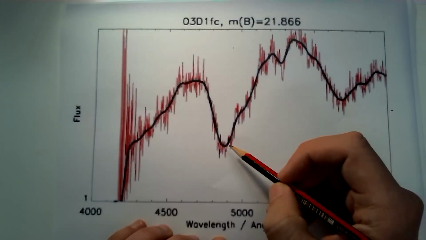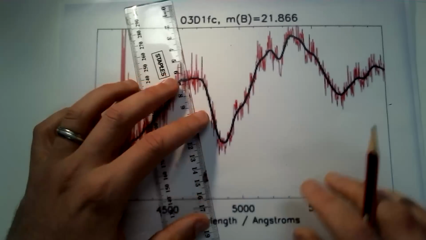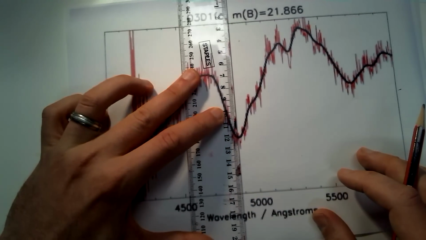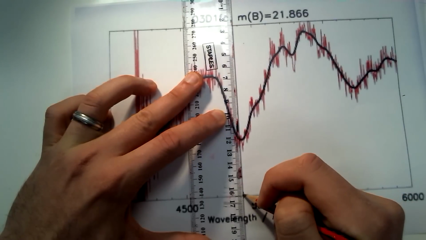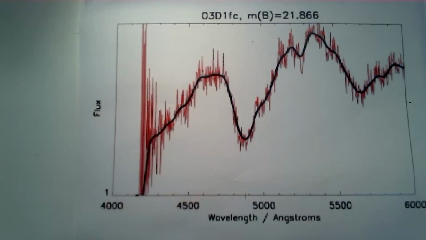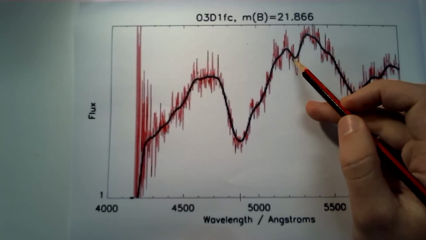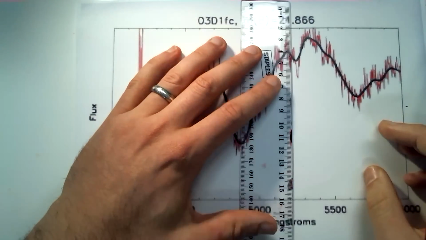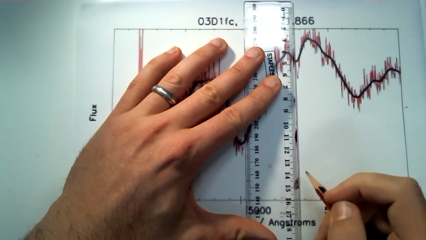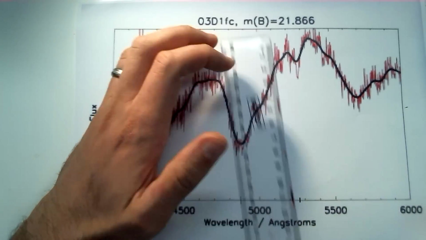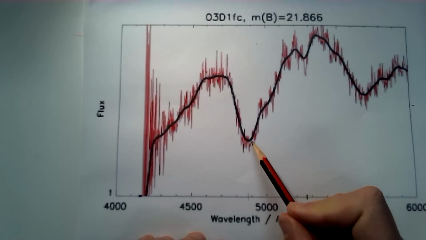Okay, so this absorption line lies around about here. Let's work that out a little bit more accurately. So let's see, I think it's around about here. And we can take a look and see where this other absorption line lies. Just mark that on our scale as well. I reckon it's around about here.